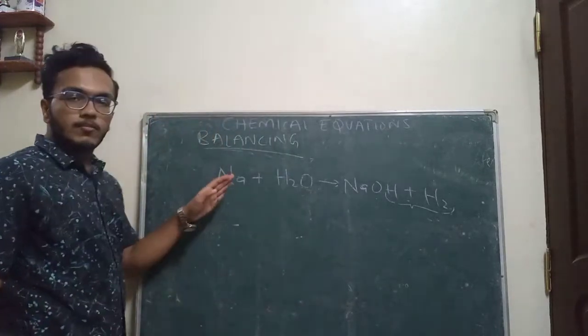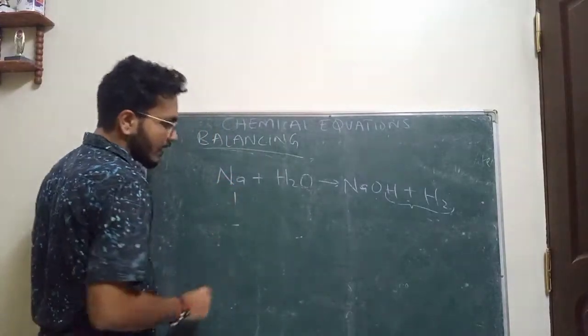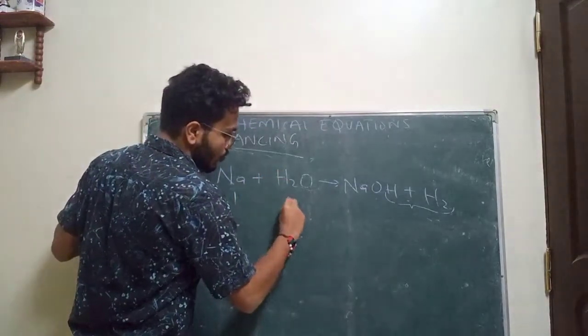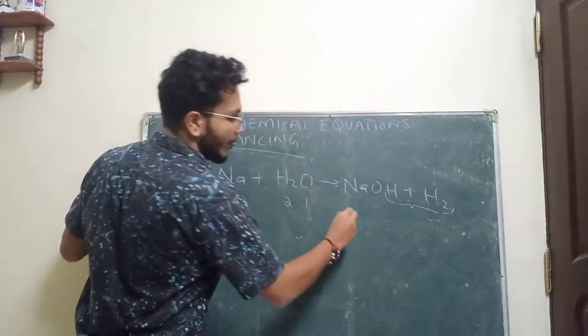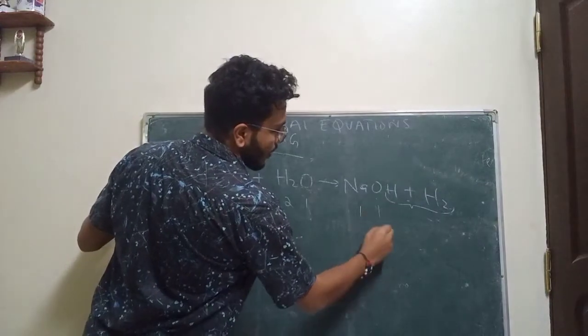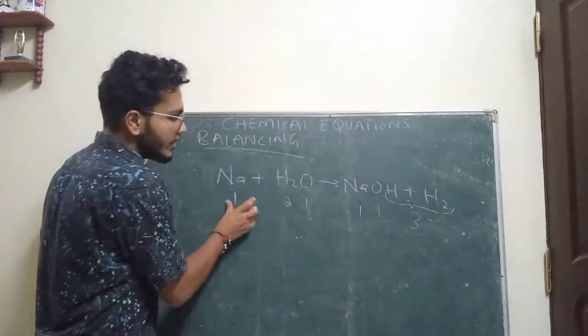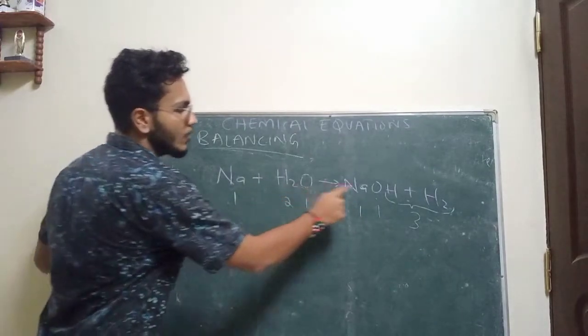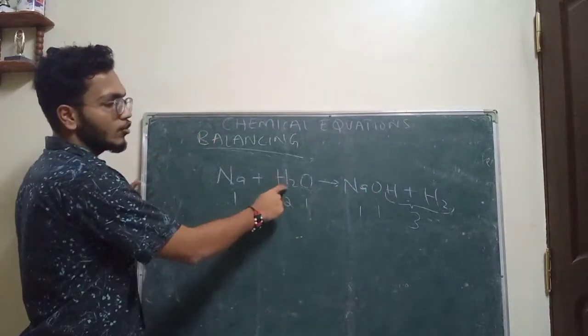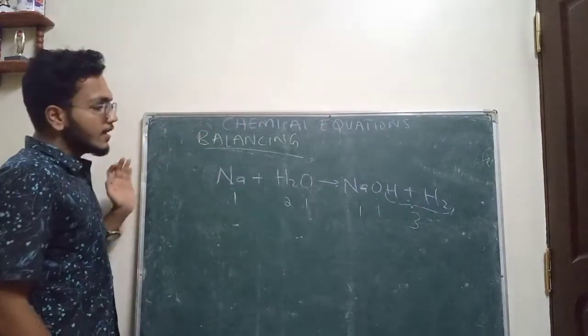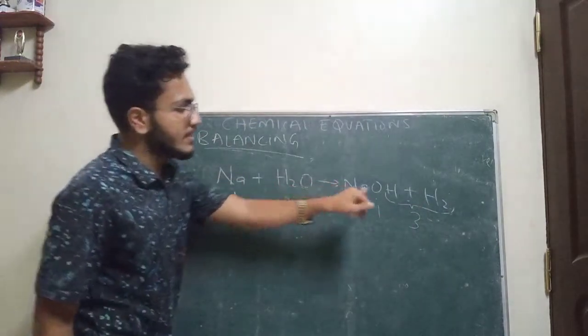How many atoms of sodium are reacting? 1. How many of hydrogen? 2. How many of oxygen? 1. How many of sodium? 1. Oxygen 1 and hydrogen 3. What do you have to balance here? The sodium and sodium are balanced. The oxygen and oxygen are balanced. But the hydrogen are 2 and the hydrogen here are 3. So you have to balance this 2 hydrogen with this 3 hydrogen.